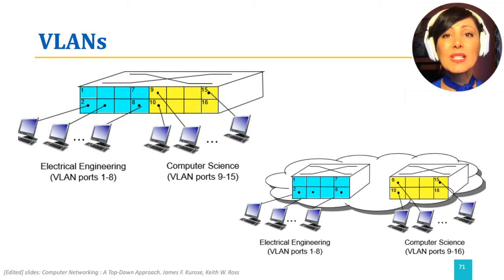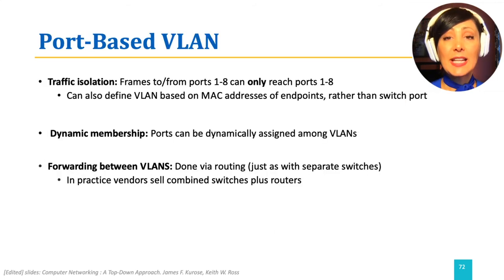Frames to and from ports 1 to 8 can only reach ports 1 to 8, and the frames to and from ports 9 to 16 are local to ports 9 to 16. This eliminates the need to change physical wiring when moves happen. Only changing port membership in each of the virtual LANs would be enough to modify VLANs as necessary. The VLAN-capable switches are enabled to isolate the traffic between the port-based VLANs. Ports can be dynamically assigned among VLANs and change the isolation settings.